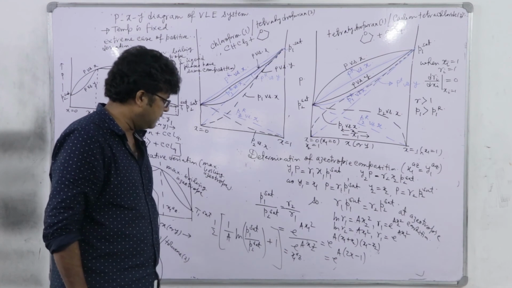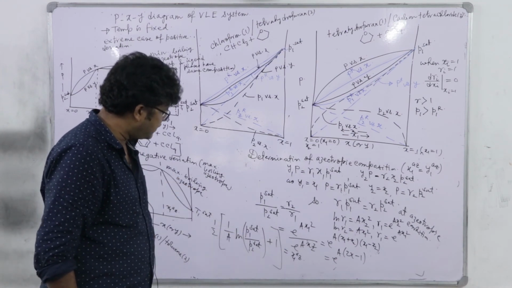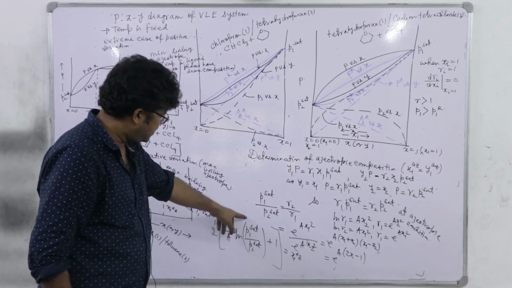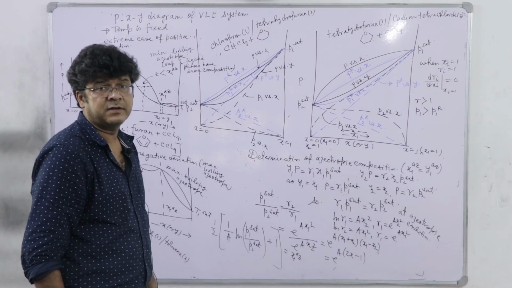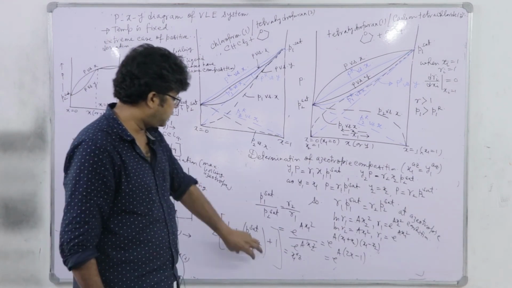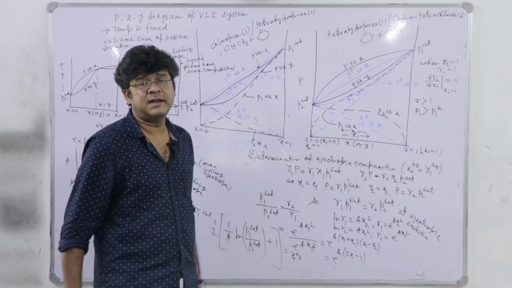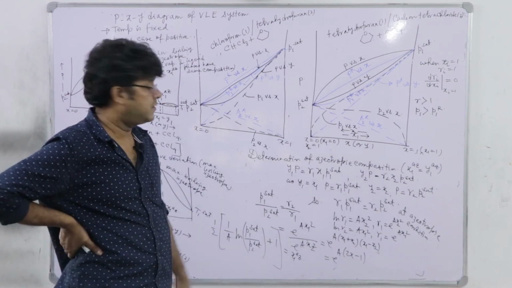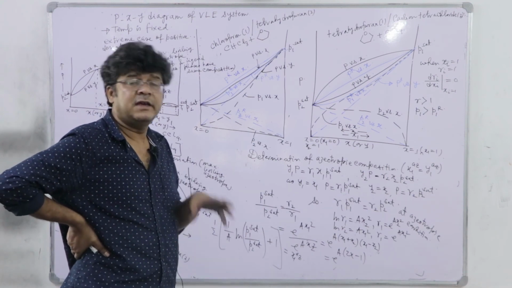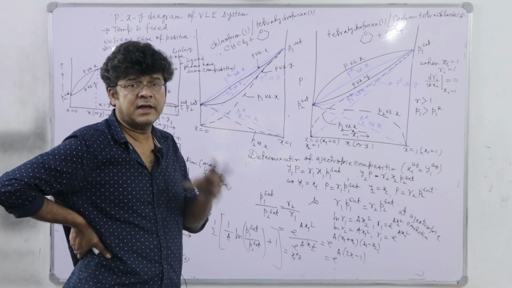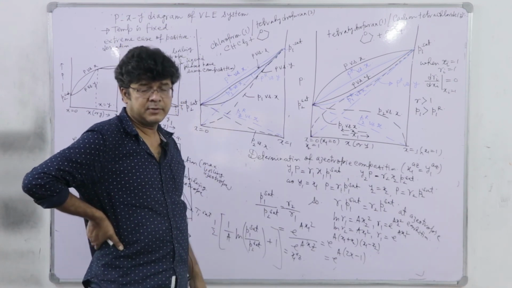And a common understanding from the numericals is that though P1 sat and P2 sat are strong functions of temperature, the ratio of P1 sat and P2 sat is a weak function of temperature. So azeotropic composition is nearly universal, right? It's nearly independent of temperature for a given binary system, and that can also be extended to multi-component.